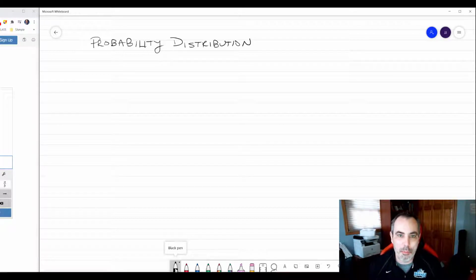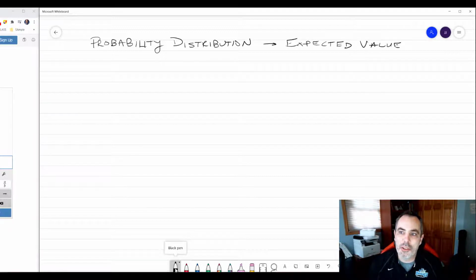we can not only put together this distribution, but we can also figure out what's referred to as expected value, which in some cases is very similar to the average. So I am going to do an event where I flip a coin 5 times, and I want to know the probability of heads.